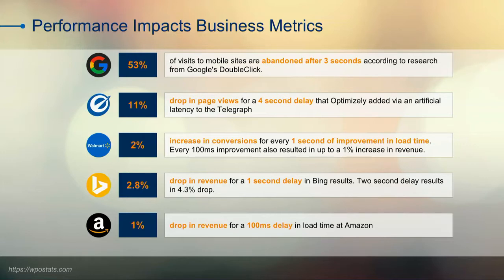Amazon sees a 1% drop in revenue for every 100 milliseconds that it's slower. That's a huge amount of revenue to lose. 53% of visits to a mobile site get abandoned if it takes longer than 3 seconds to load. And now as we go into the app world, we're seeing more and more instantaneous expectations from customers as well. We'll talk a little bit about that.